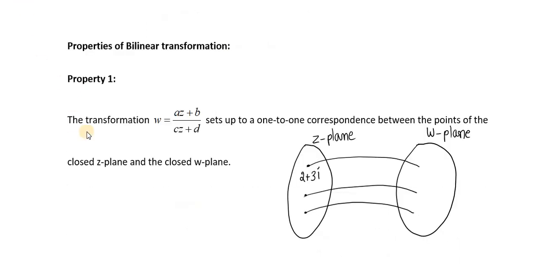First property: the transformation W = (AZ + B)/(CZ + D) sets up a one-to-one correspondence between the points of the closed Z plane and the closed W plane. The meaning of this statement is, if there exists one complex number in the Z plane, then corresponding to this complex number there exists one point in the W plane. Now we want to prove this one.